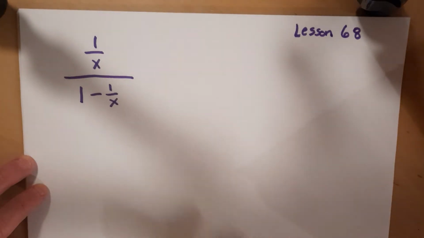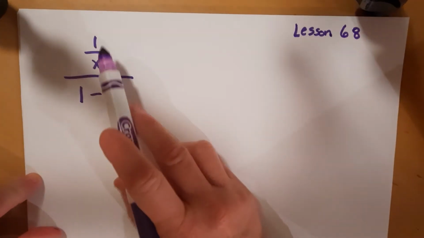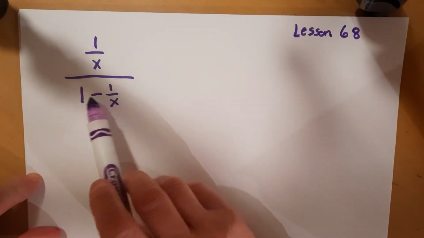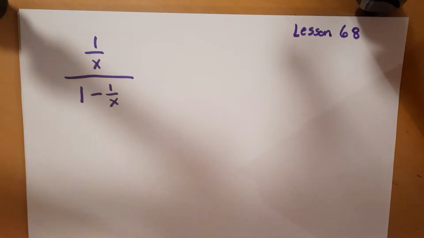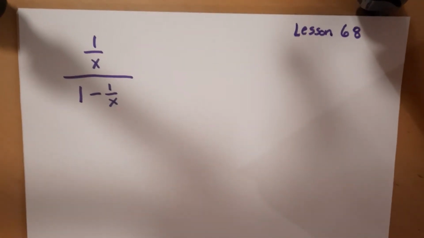Okay, we're going to go over lesson 68 like we did in class, and it's about complex fractions. So here's a complex fraction, 1 over x all over 1 minus 1 over x. So we want to simplify this complex fraction.